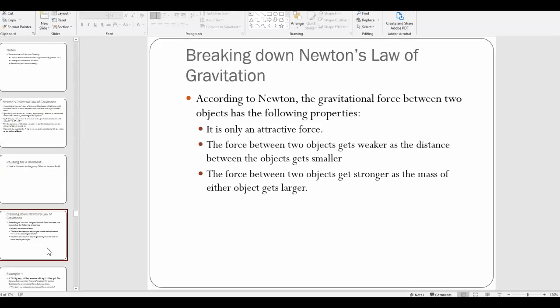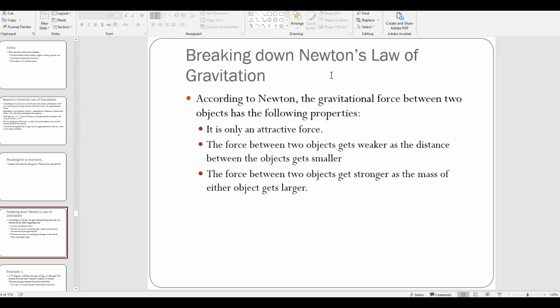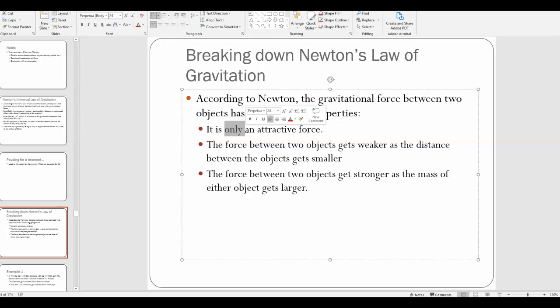Okay, so let's break down some properties of Newton's law of gravitation. According to Newton, the gravitational force has a few different properties. Number one, it is always an attractive force. When I say an attractive force, I mean it's always a force that pulls objects together. Now there are some forces in the universe that are repulsive, and if you've ever played with magnets, you might have felt this before. If you take two magnets and hold them one way, they snap together, and if you turn one of the magnets around, it feels like they push apart. Some forces can be attractive or repulsive. Gravity is only an attractive force. Gravity always pulls things together.